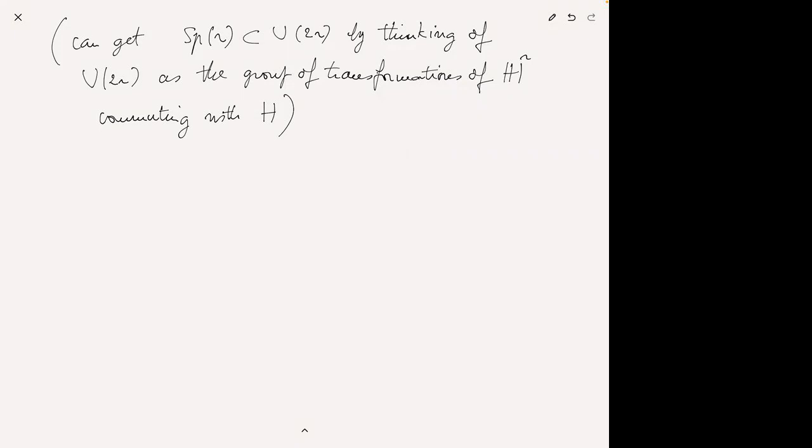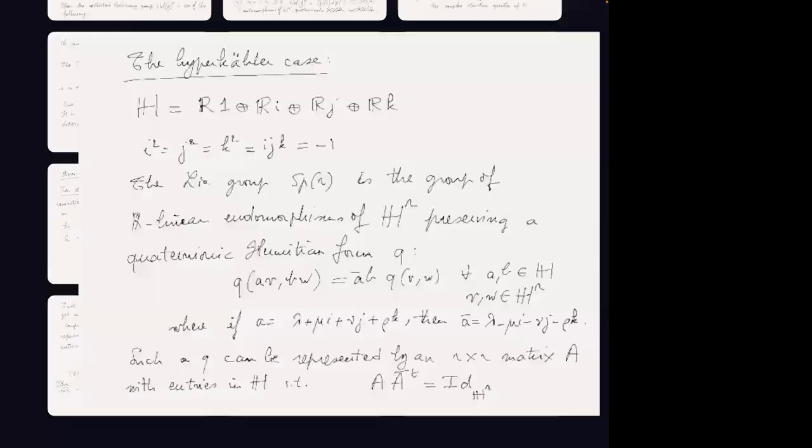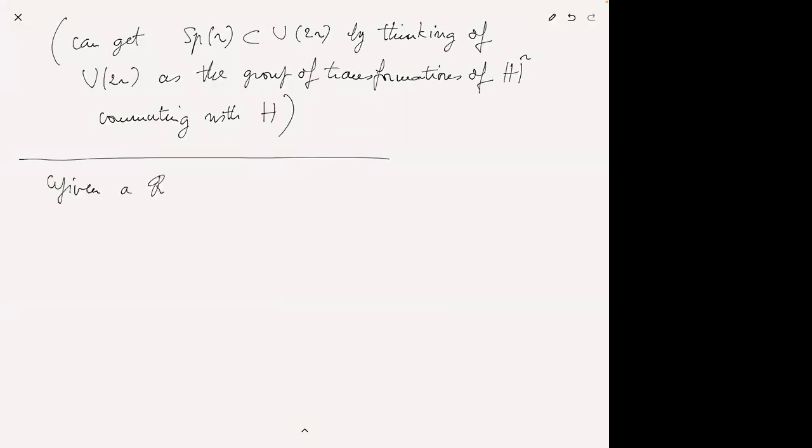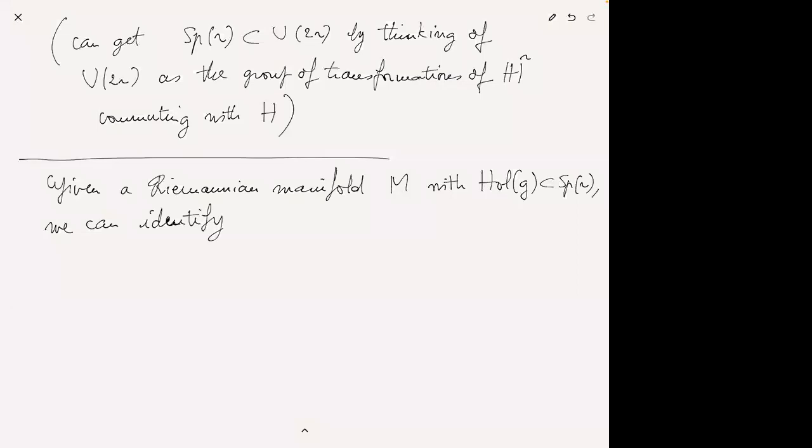All right. So why are we doing this? So now let's go back to our Riemannian manifolds, right? We have our quaternions. We went over a little bit of stuff about the quaternions. So now given a Riemannian manifold M with holonomy group contained in Sp(r), we can identify the tangent space to M at p with H^r to obtain a sphere of complex structures.